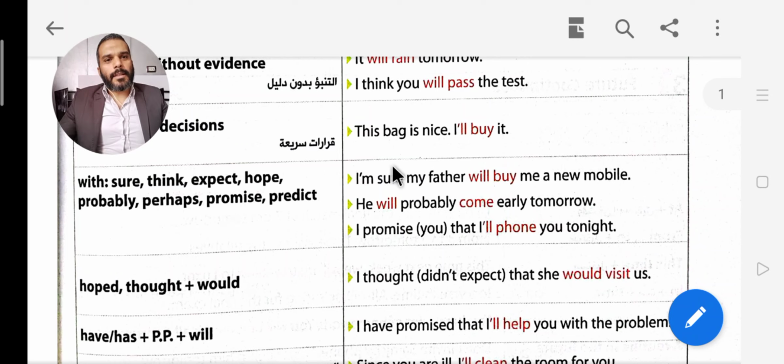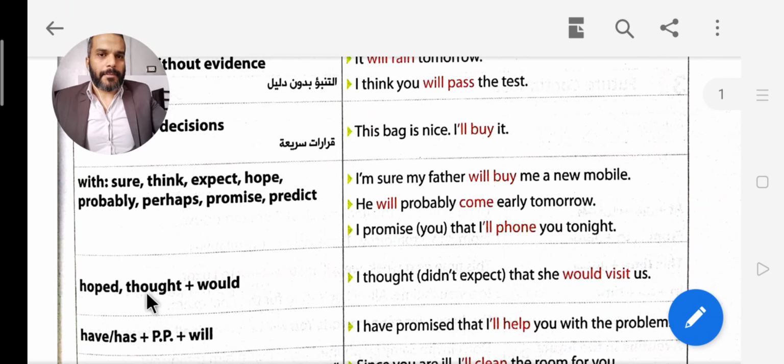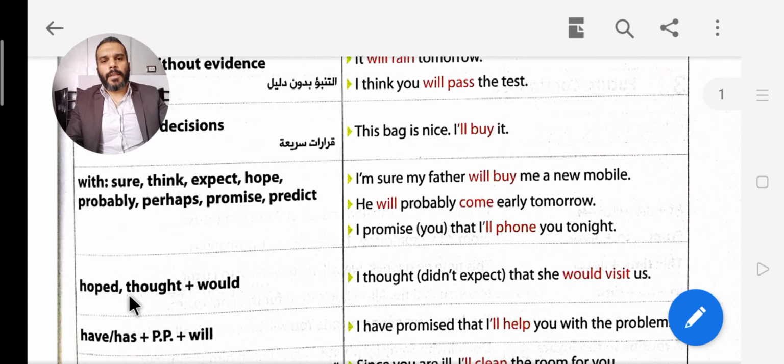Note that in these examples, think, expect, hope are in the present form. Think is a present verb, expect is a present verb, hope is a present verb. So, if these verbs come in the present form, use will. But here, hoped, thought, expected are past forms. If they come in the past form, don't use will, use would instead.